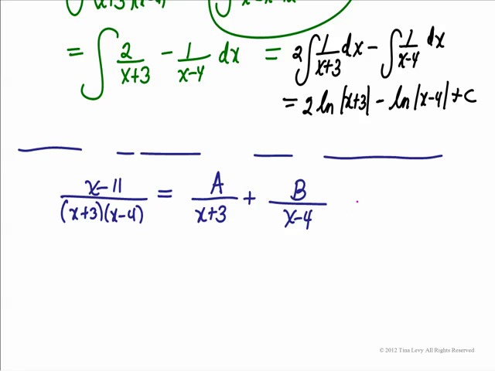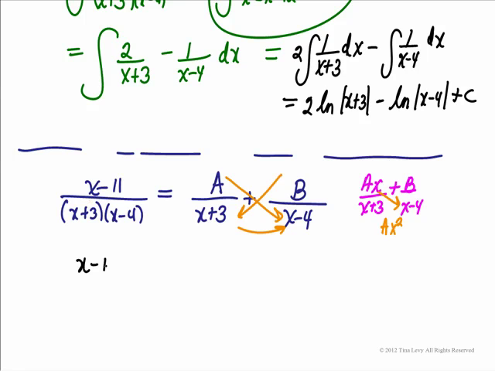A and B have to be numbers. I couldn't have Ax over x plus 3 plus B over x minus 4, because when I cross multiply, I would have Ax squared as one of the terms, and I do not have an x squared here. So that tells me A and B have to be numbers; they can't be A times an x value. I'm just going to add these two fractions, and I know they're going to look like this.